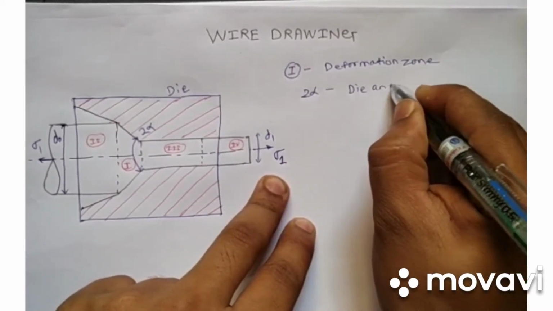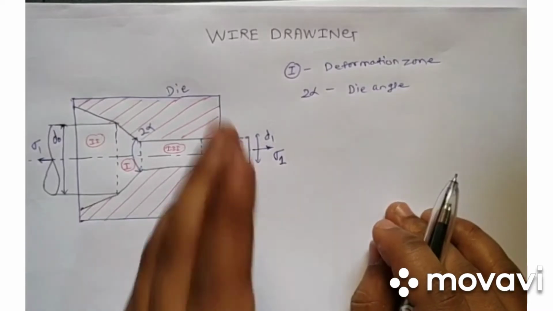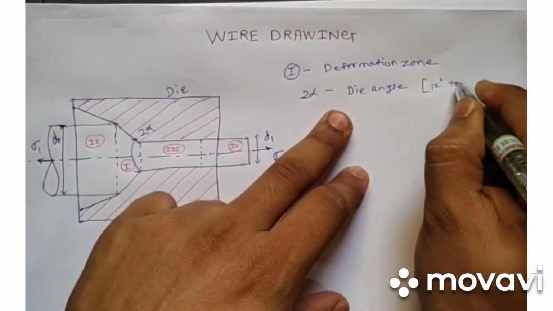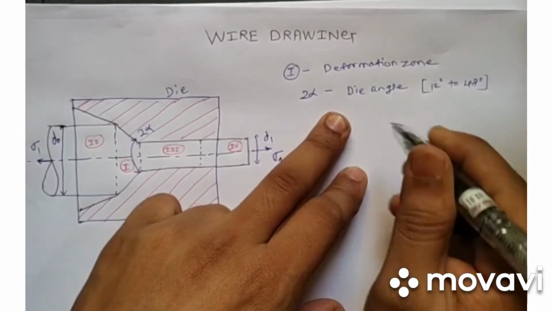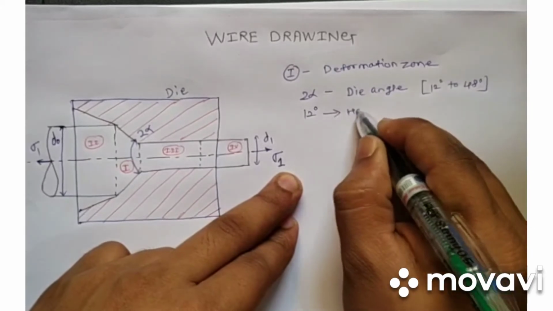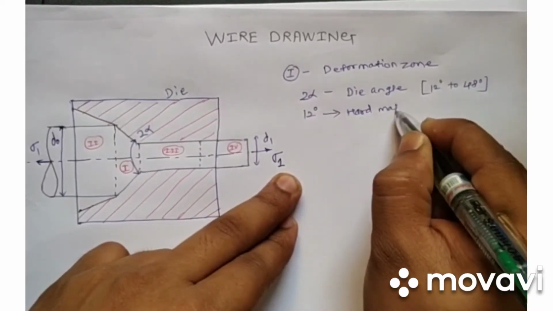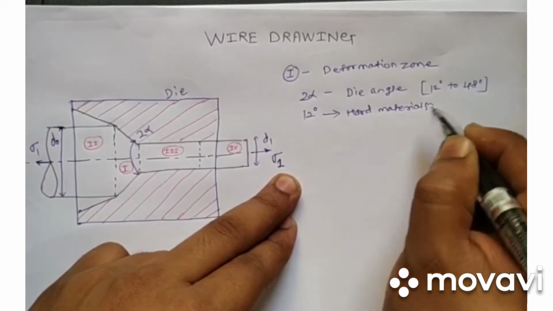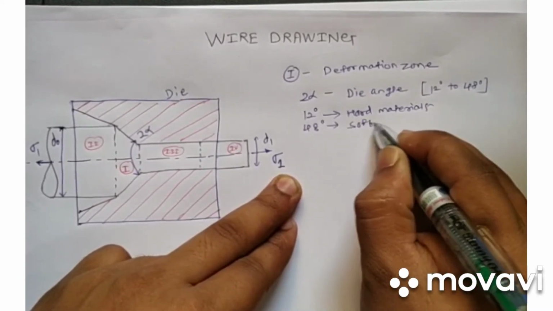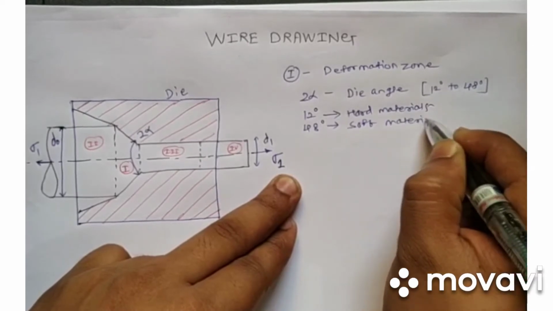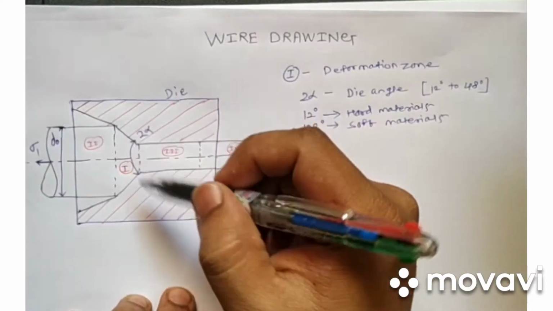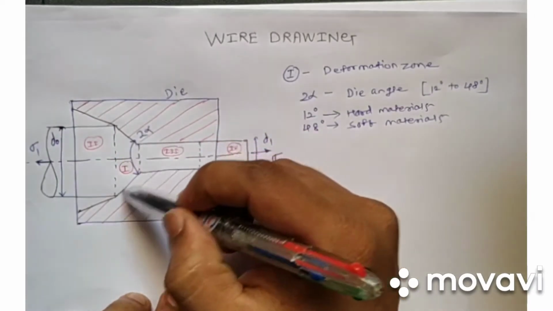Now this die angle is different for different materials, and it varies from 20 degrees to 48 degrees. Now the smaller die angle is used for hard materials, and the larger one is used for soft materials. Now, as it has a conical shape here, right?